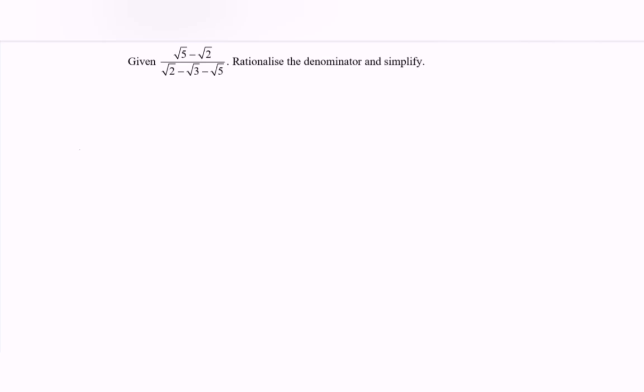Hello everyone, in this video I'm going to discuss an example for SET. Given we have the square root of 5 minus the square root of 2 over the square root of 2 minus the square root of 3 minus the square root of 5. Rationalize the denominator and simplify the situation.